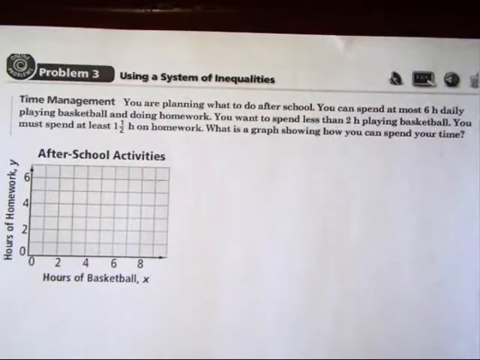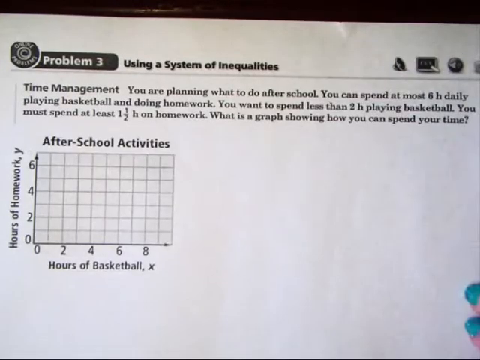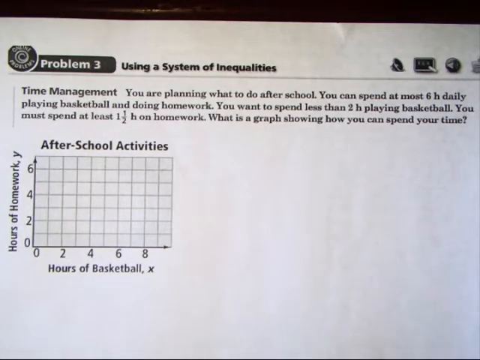Page 3-ish. Oh, good, a word problem. I know you're looking forward to it. Here we go. We're going to use what we learned. Time management. Oh, that's good. You are planning what to do after school. You can spend at most 6 hours a day playing basketball and doing homework. You want to spend less than 2 hours playing basketball, but you must spend at least an hour and a half on your homework. What is the graph showing how you can spend your time? This is really kind of cool.